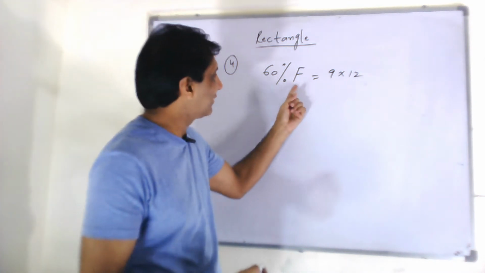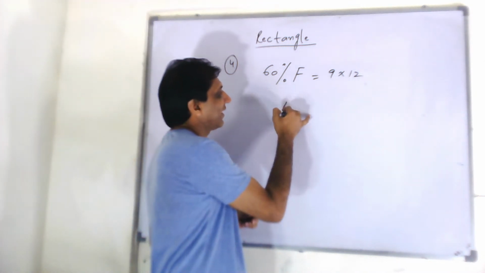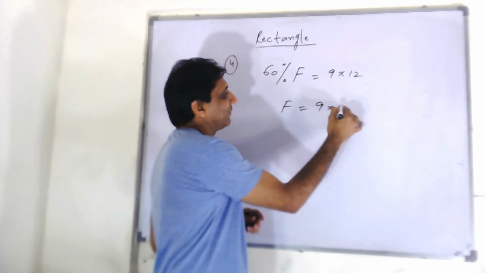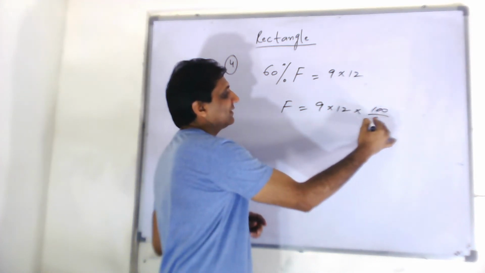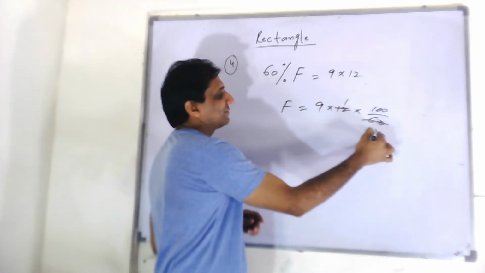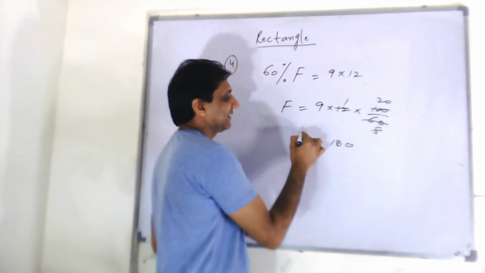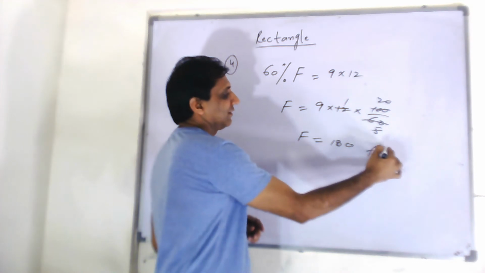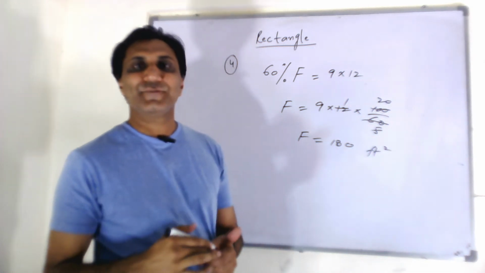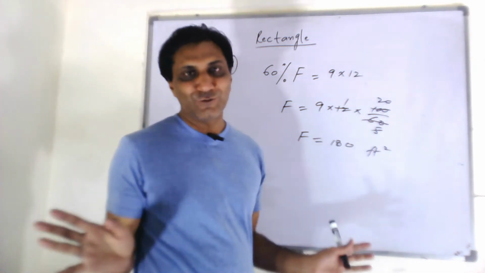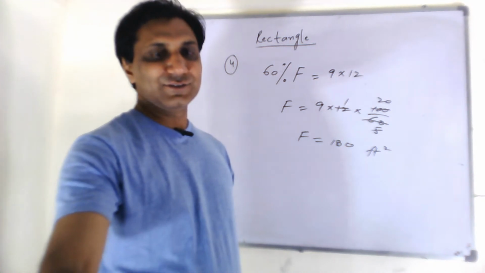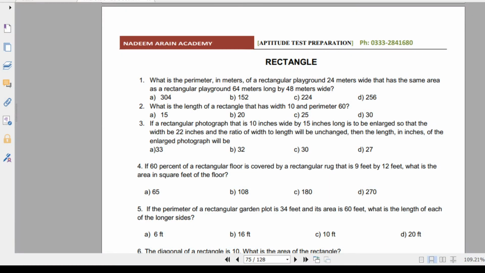So what is the total area of floor? This 60 over 100 will be here 100 over 60. 12 5s are 60, 5 20s are 100, 9 2s are 18, that is 180. 180 feet square. That is the area of the whole floor. Okay, so the answer to question number 4 is 180, that is C.